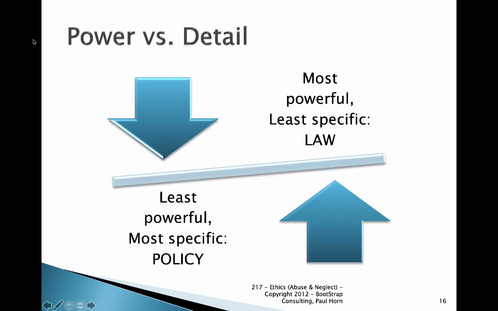And what you'll notice about them is that the higher these things are, the more high in rank they are, the less specific or detailed they are. So the law, these statutes, doesn't really get into a lot of detail about what we mean by abuse or neglect or how to handle it when we come across it. But the policies where you work and the contracts and even the regulations have quite a lot of detail. They're just not as powerful. So that's an interesting dynamic that happens.